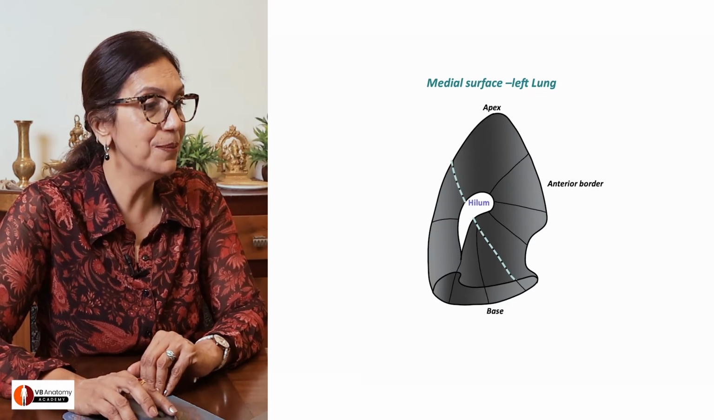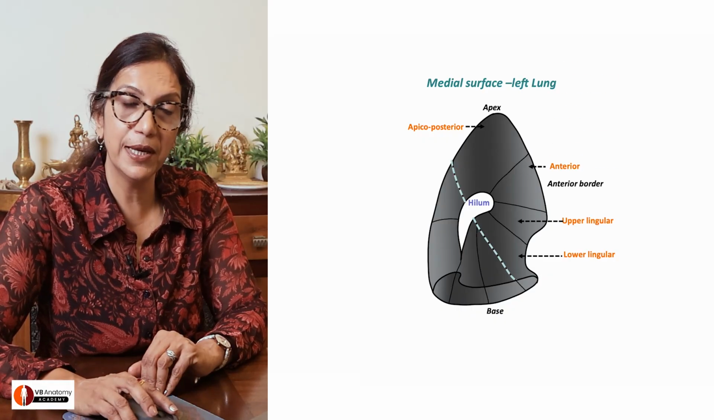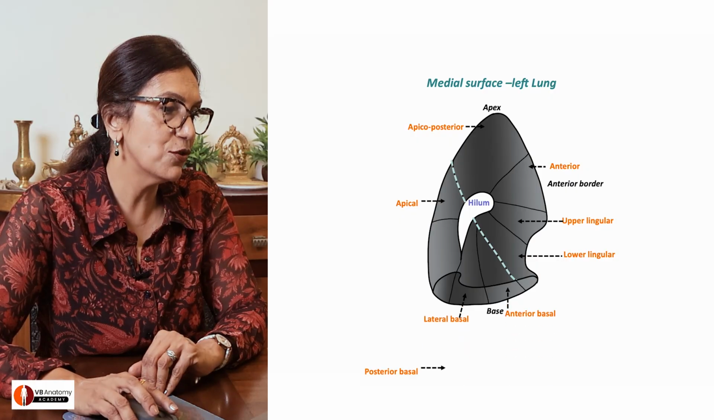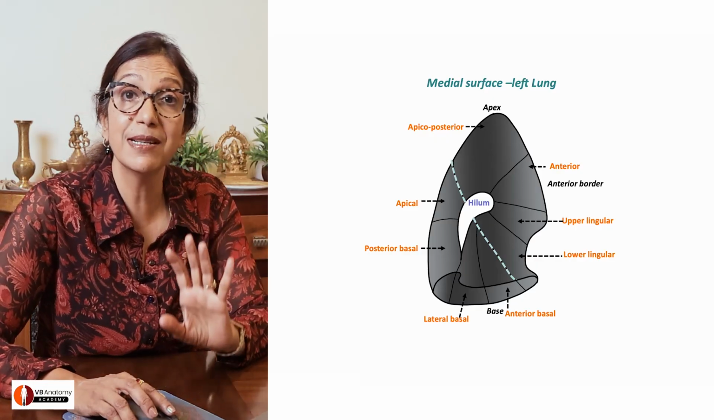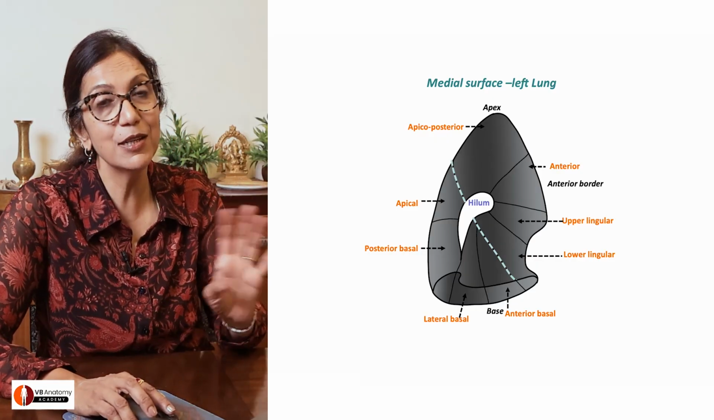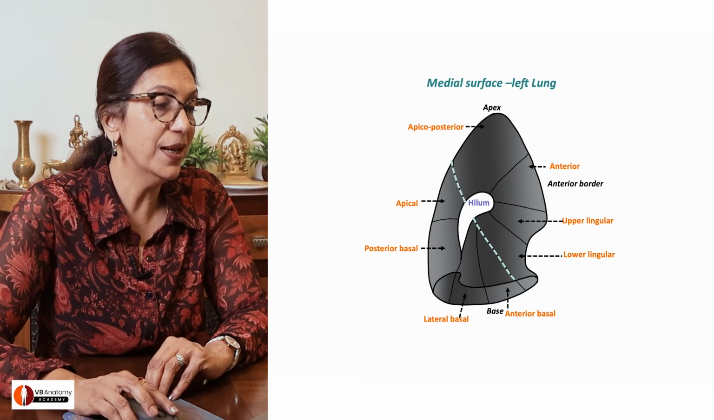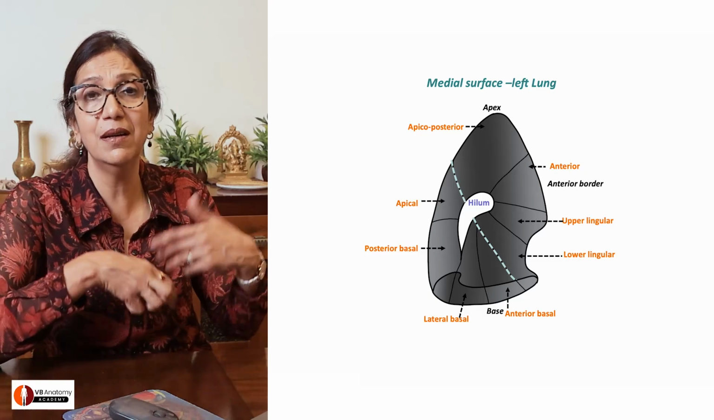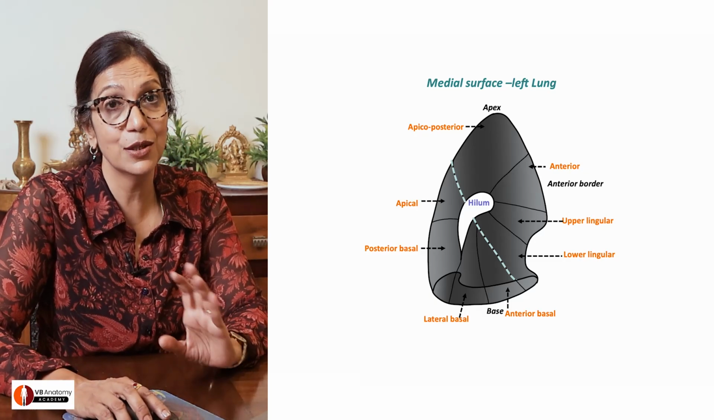Again draw your fissure. Apicoposterior, anterior, lower and upper lingular. Apical, anterior basal, lateral basal, posterior basal. Very simple, if you use some logic. I'm going to release this also as a drawing label. Do please watch for it. Okay, it will help you to learn. There's no need for you to draw multiple colored bronchopulmonary segments. Just make sure you get your fundamentals right in your brain.